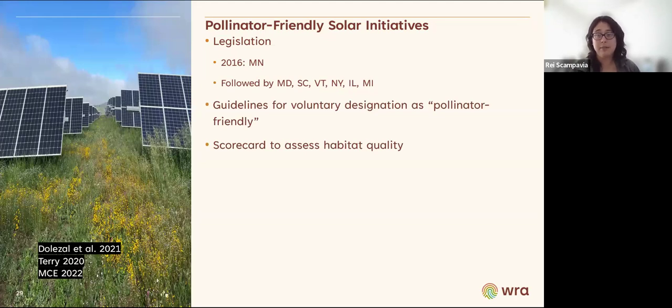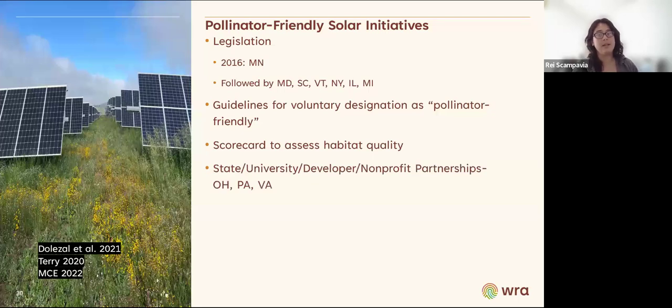State legislation typically provides guidelines and definitions for how to designate pollinator-friendly solar farms, along with a scorecard that's used to assess pollinator habitat quality. The sites are scored based on the quality of pollinator habitat, and a minimum score on that scorecard is required to receive a pollinator-friendly designation. Now, the onus of pollinator habitat creation, maintenance, and monitoring falls on the solar farm owner and operator, and typically at least 3 years of post-construction monitoring is required.